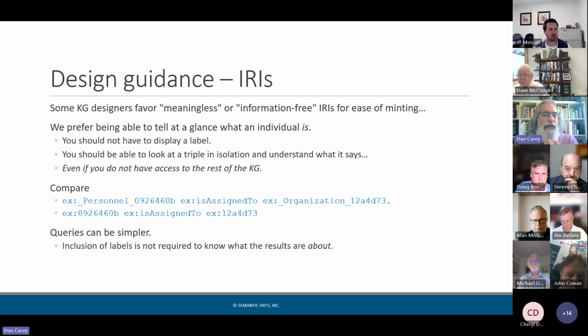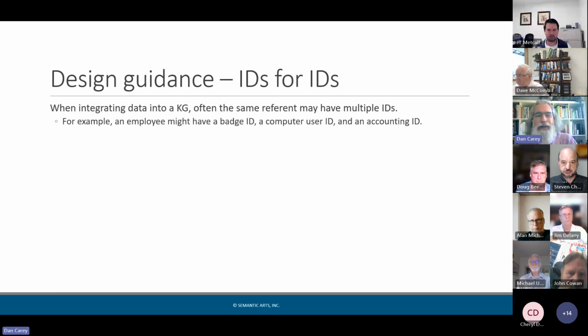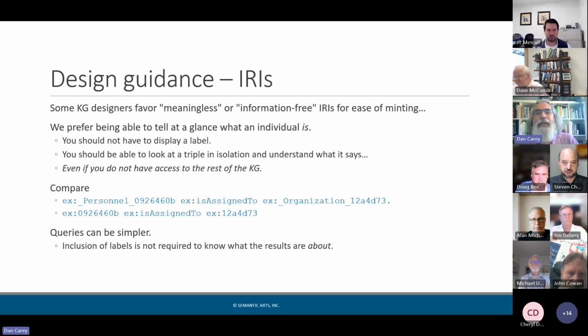So again, while occasionally the minting pattern that we prefer does require a little bit of maintenance, we think it's well worth it. Among the reasons, your queries can be simpler. You're not always having to load in a thing to grab all of the labels on your results. You can just grab the actual subjects and so forth and know what the results are about. And this may sound like a small thing, and yet when you are working as a developer, saving that kind of time is useful.